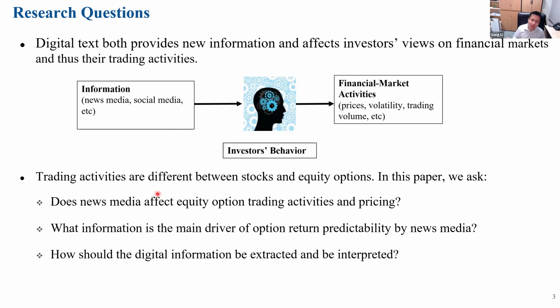Textual information matters for asset pricing because it provides either new information on firms' fundamentals or affects investors' opinions on the financial market and therefore their trading activities. Along these lines, our paper asks the following three questions. Does news media affect equity option trading? If so, what type of information is the main driver of option return predictability? Is it related to risk or mispricing? And lastly, our paper also explores how digital information should be extracted and interpreted.